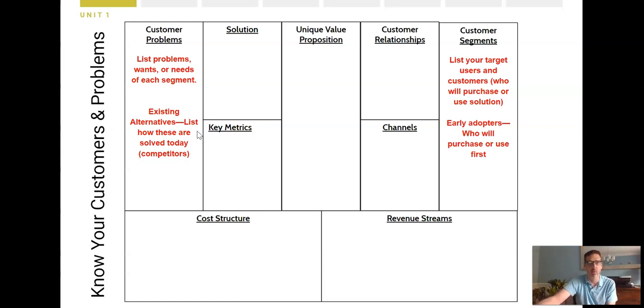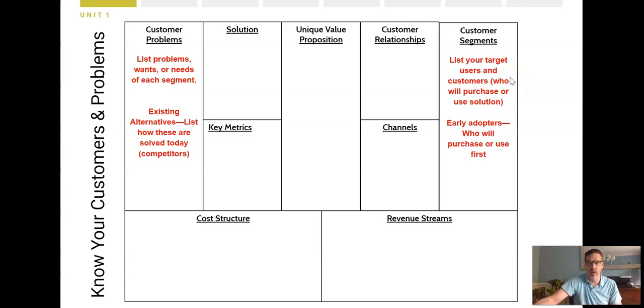This is important because once we identify the problem and how it is being met, we go talk to those customers and see how bad the problem is. If the problem is painful enough, then we can move forward with our business model. If it's not that big of a deal, then they won't move on in the process.